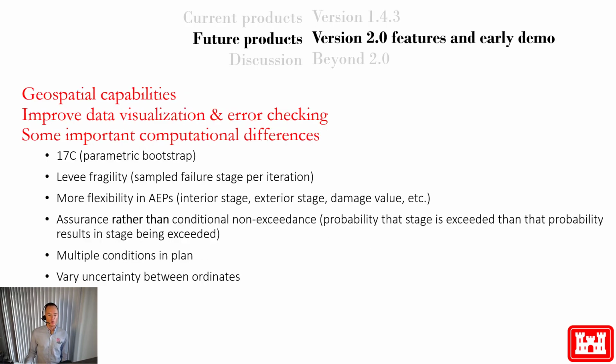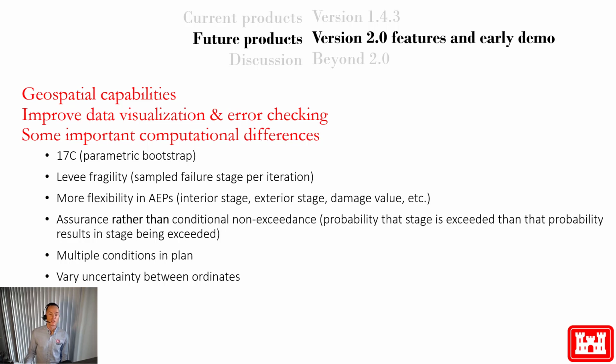Version 2.0 will have geospatial capabilities, improved data visualization and error checking, and some important computational differences. FDA version 2.0 will carry out the parametric bootstrap method of resampling the log Pearson type 3 flow frequency curves to produce uncertainty or variation consistent with Bulletin 17C, the federal guidance on estimating flow frequency.